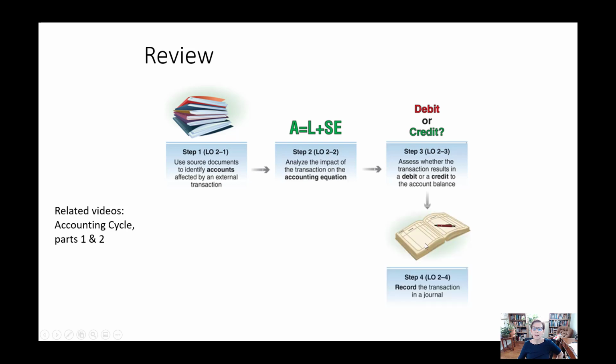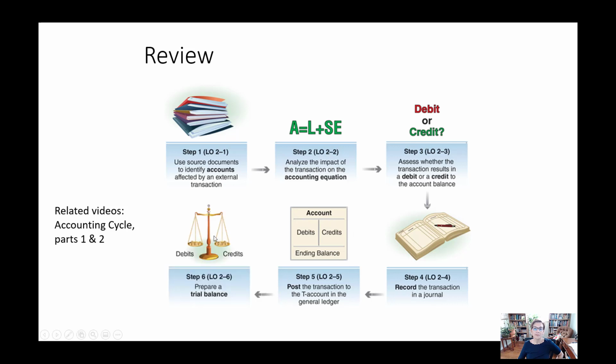Okay. We post it into the journal. So we put our debit to cash and credit to sales revenue into our journal. Post it into our ledger, our two T accounts, the one for cash and the one for sales revenue. And then finally, we add that to all of the other transactions and we prepare a trial balance.